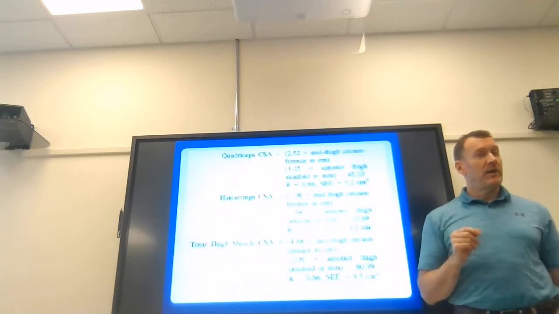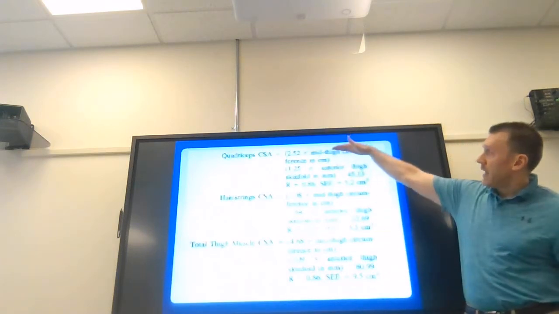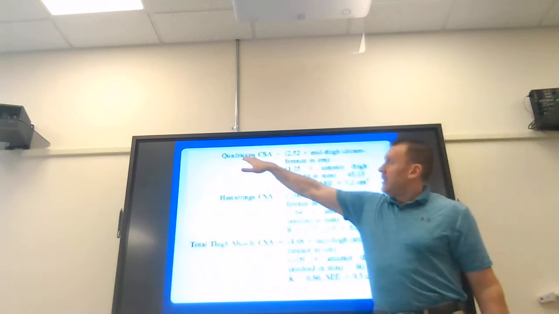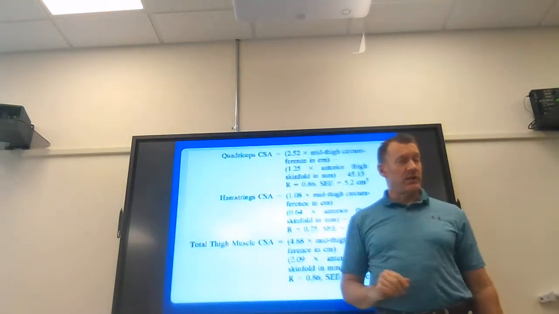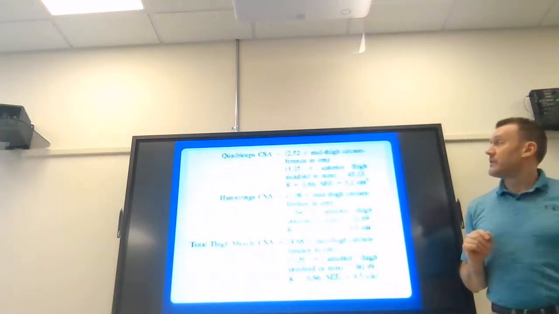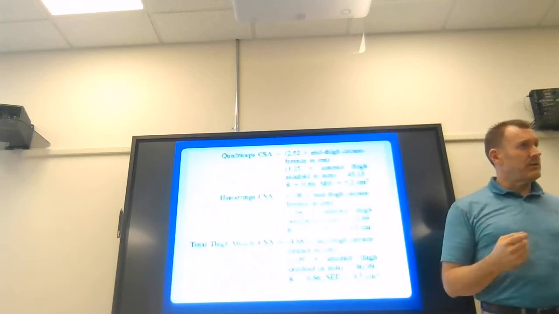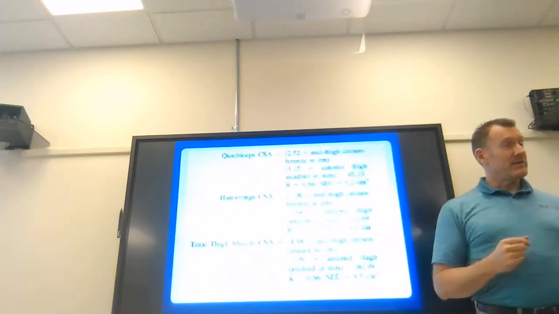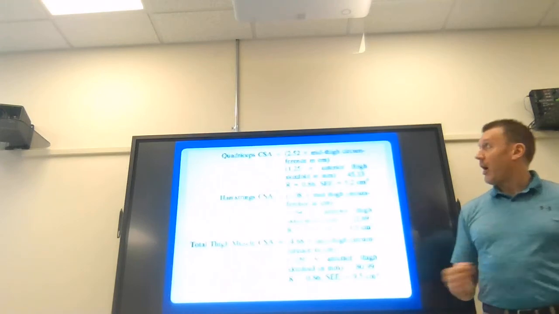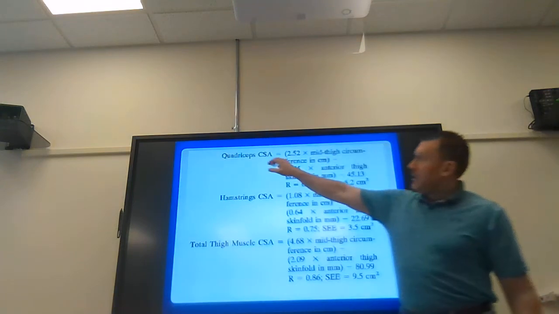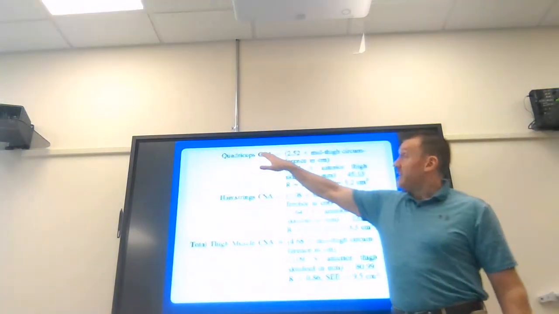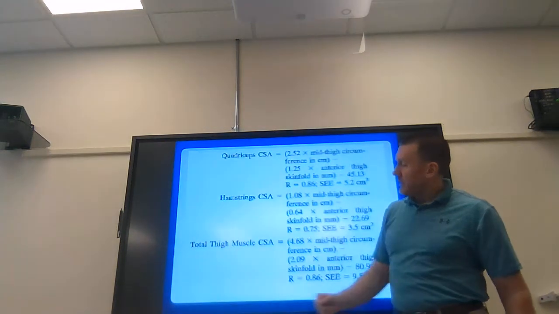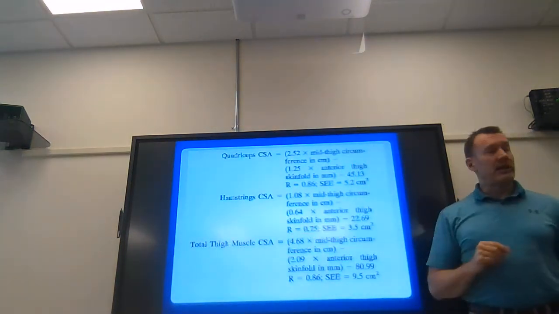So in this case, what we have are two predictor variables, mid-thigh circumference and anterior thigh skin fold, and we're using those to predict your dependent variable, quadriceps cross-sectional area. A few years ago, I had a student that did their thesis on this. They were able to do a training program, and we don't have an MRI machine, so this is a really great way, validated against MRI, to get a measure of cross-sectional area by taking these other measures that are easier to get. So quadriceps, hamstrings, and then total thigh muscle cross-sectional area.